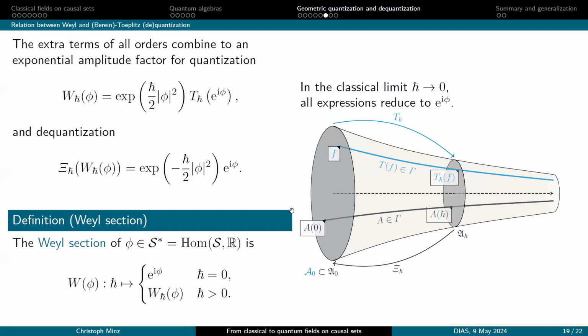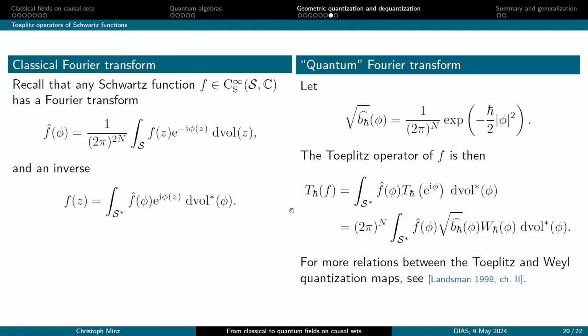And you might note that if we send formally the parameter h bar here to 0 for all of these expressions, then we get each of these expressions back to the e to the i phi, so they all come back to the same level.